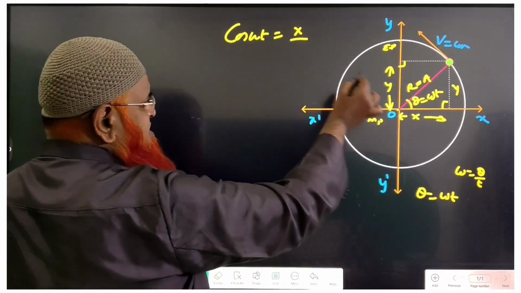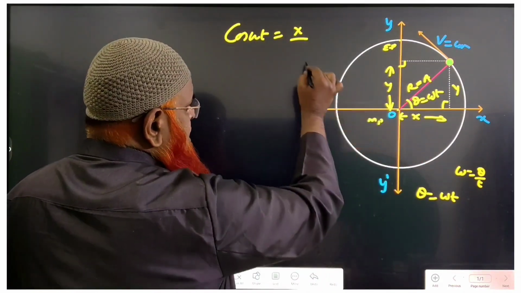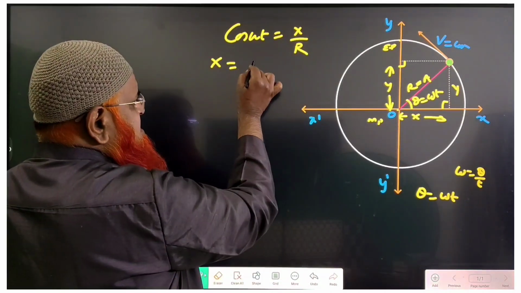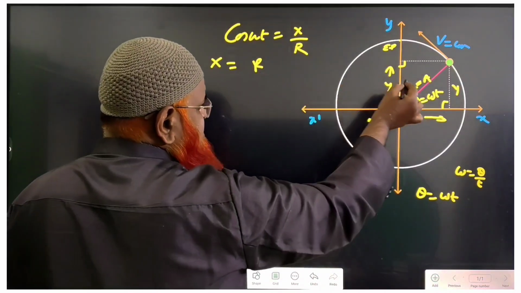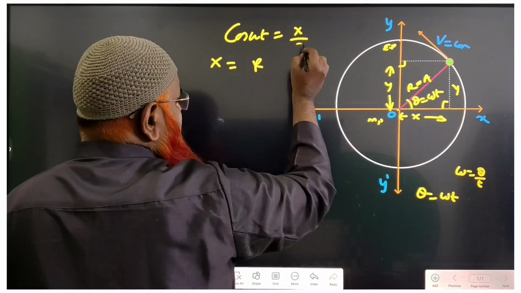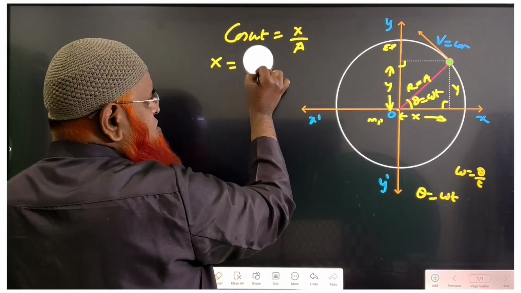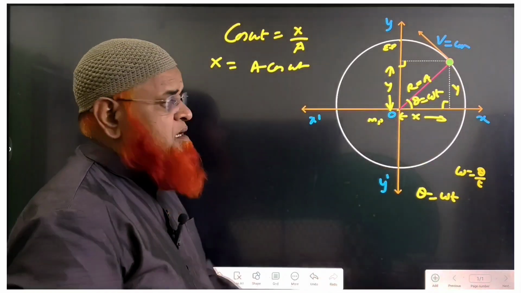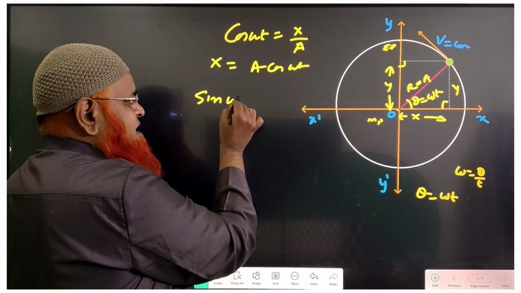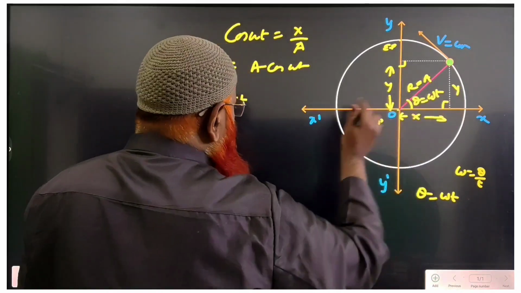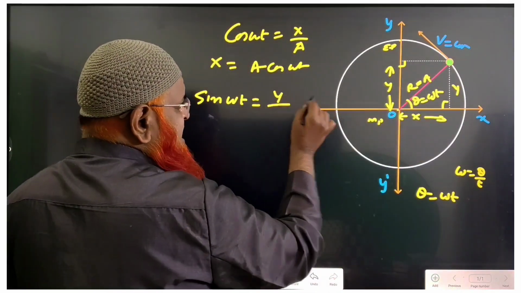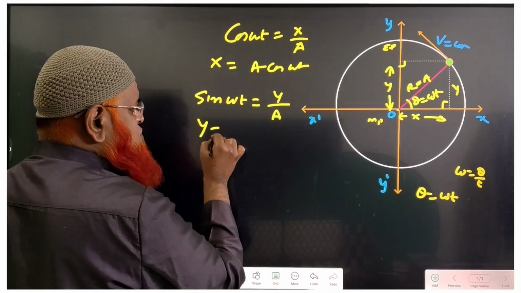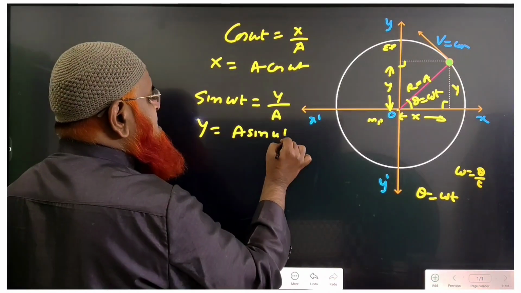So therefore, cos omega t is nothing but adjacent side by hypotenuse. So here, x can be taken as r, and r can also be taken as a here. So it can also be taken as a cos omega t. Similarly, if you take sine omega t, this sine omega t can be taken as the opposite side, that is y, and hypotenuse is taken as the amplitude, that is a here. So I can write this as y is equal to a sine omega t.